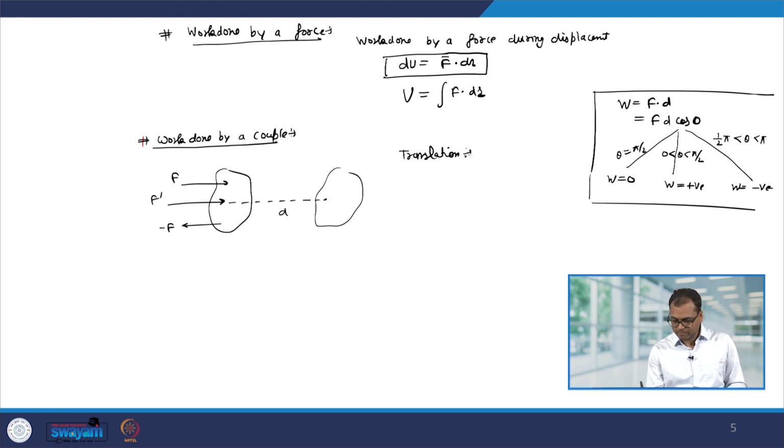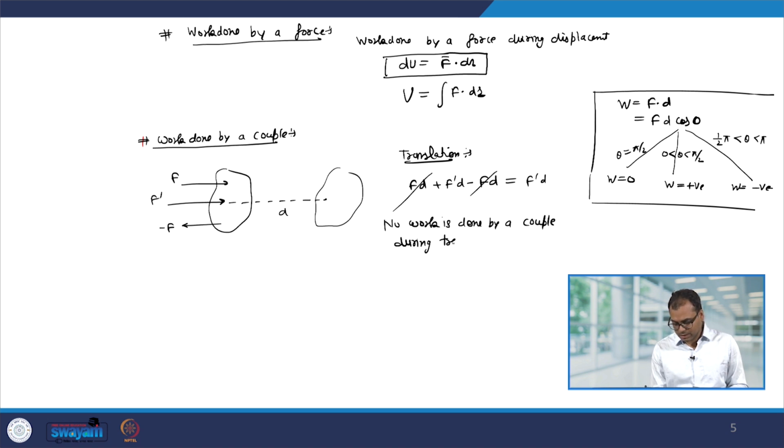So, total work done will be F into D plus F prime into D minus F into D, and this comes out to be F prime into D. So, you can see that no work is done by a couple during translation, because the effect of F d and minus F d got cancelled. Now, let us look at the work done by the couple during rotation.